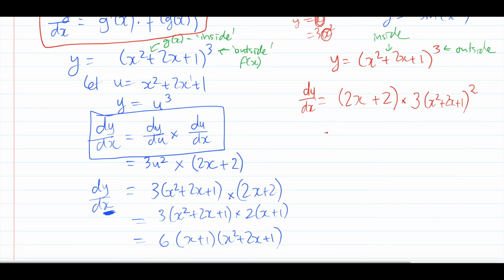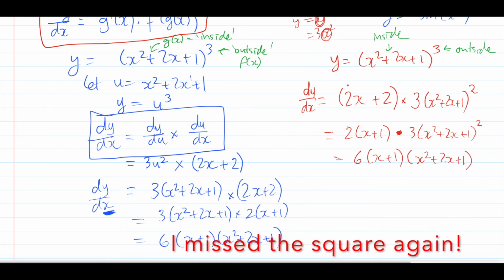So you can then try to simplify. You can take the 2 out: 2x plus 1 multiplied by 3 times x squared plus 2x plus 1, squared. And if you don't want to write that multiply sign because you might confuse it with an x, you can just put a dot and multiply it. So 2 times 3 is 6, and we get the exact same answer as the traditional method, but as you can see, it's a lot shorter.